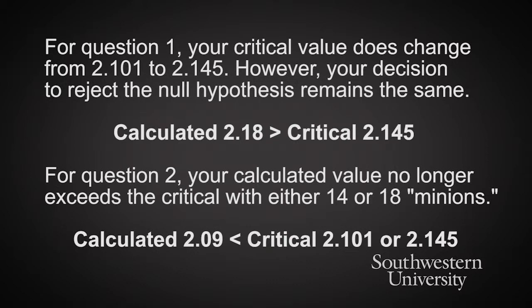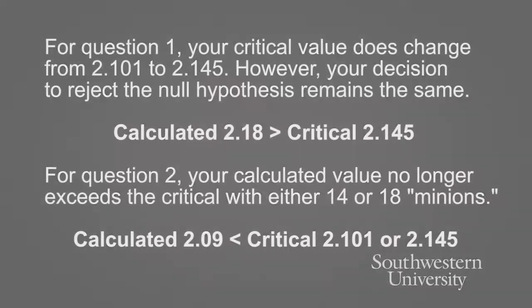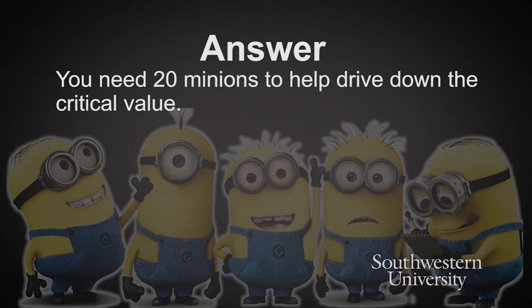Now, ask yourself, how many more minions would you need to find a significant difference? Answer, you would need 20 minions to help you drive down the critical value. Now to connect the dots. Imagining your army of crazed minions batting down the critical values left and right. They work to make the result significant. That explains the madness behind the method.